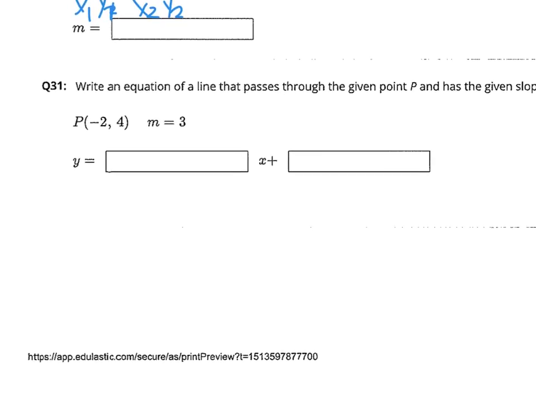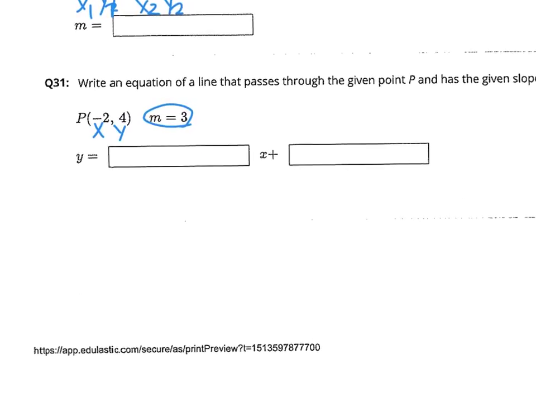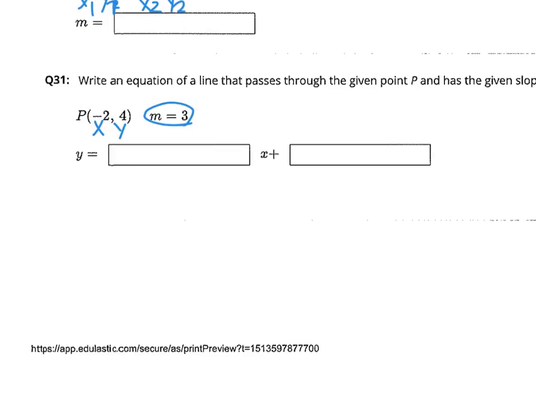Okay, we want to write the equation of a line that goes through this point right here. Negative 2 and 4, they're an x and a y. You're given your m that you're going to use, so you can already fill that in, but now we're just going to plug things in for y equals mx plus b. So you've got numbers for these three items. Plug them in and solve for b. B goes right here.